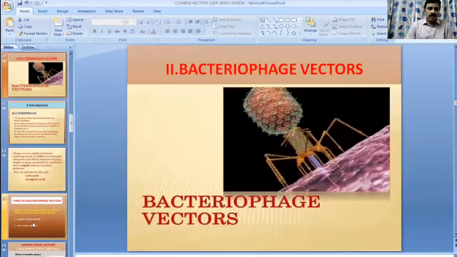Now, come to another type of cloning vectors, that is bacteriophage vectors. This is the second type of cloning vectors which are used in animal biotechnology. So first, see what this is. What is a bacteriophage? Is it a virus or bacteria?